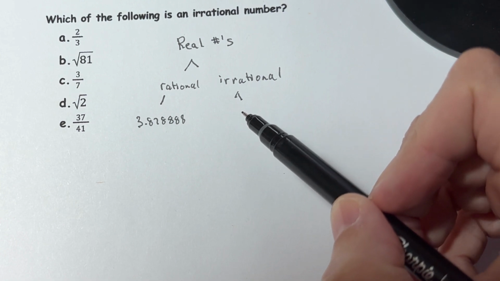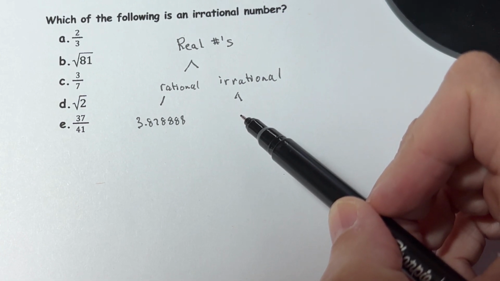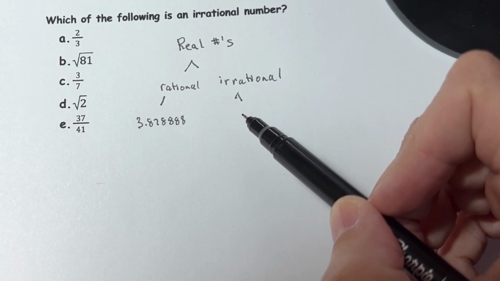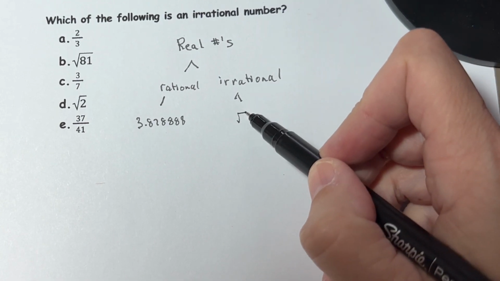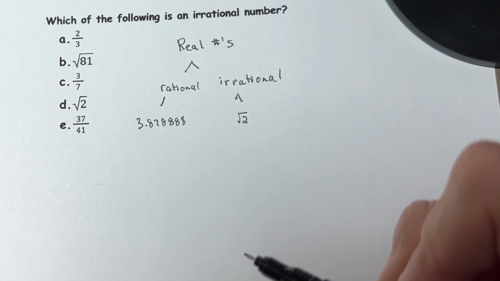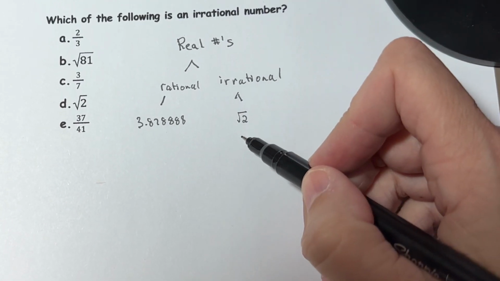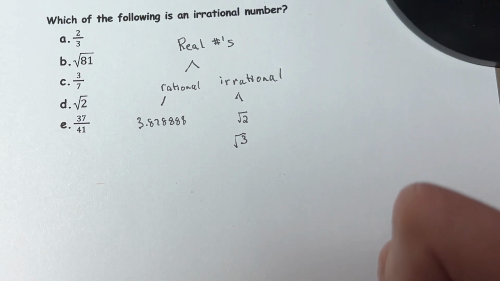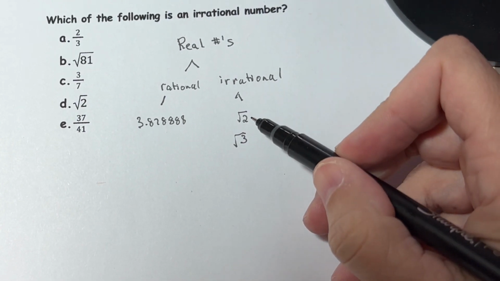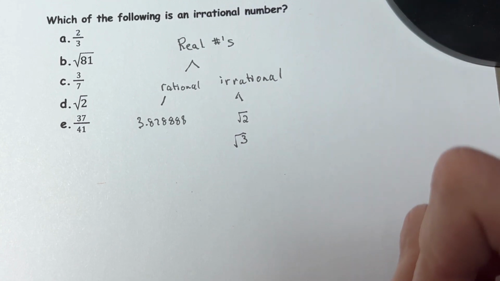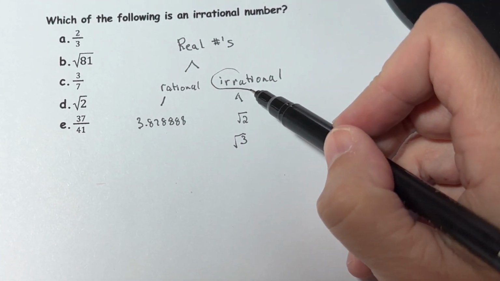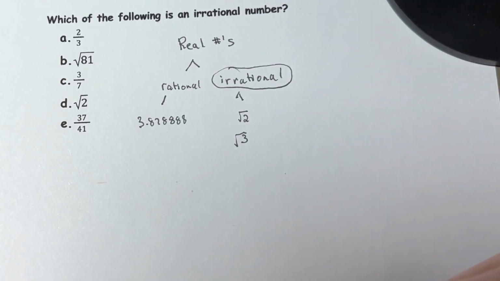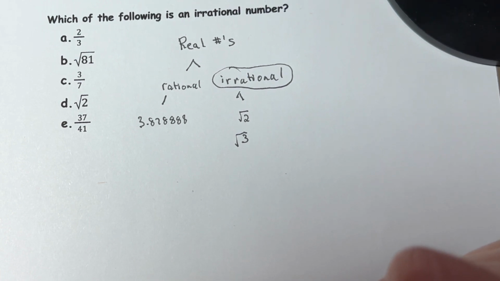Another good thing to know about irrational numbers: if you take the square root of any prime number, it's going to be irrational. 2 is prime. The only thing that multiplies to 2 is 2 and 1. 3 is prime. The only thing that multiplies to 3 is 1 and 3, and so on. So if you take the square root of a prime number, it will be irrational. All right? So when you think about irrational numbers, think about decimals that go on forever.